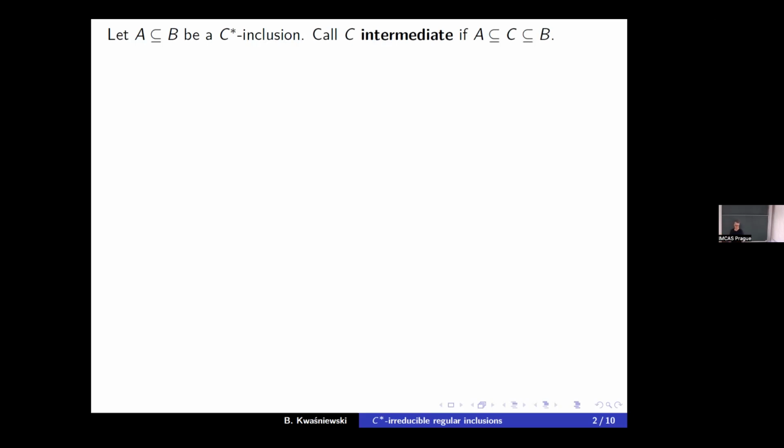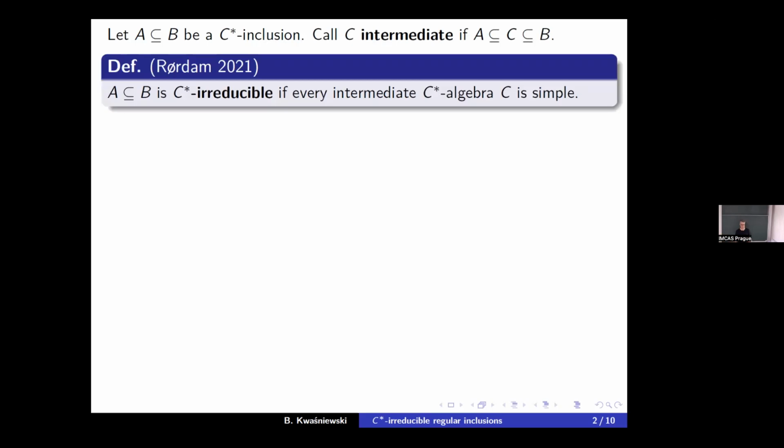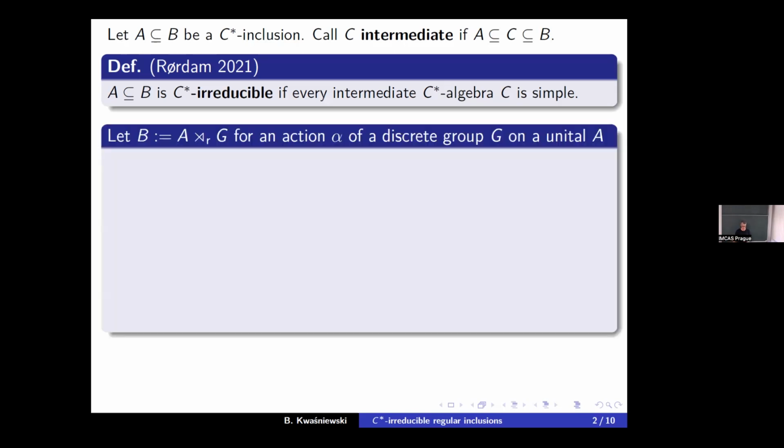Whenever I say intermediate C-star algebra, I have a fixed C-star inclusion, and I mean a C-star algebra sitting between A and B. Just passing immediately to the title notion: Rørdam started the systematic study of these inclusions where all intermediate C-star algebras are simple. This is a very rigid structure. So a C-star inclusion is C-star irreducible if every intermediate C-star algebra C here is simple. The reason for that is that in recent years a number of papers with examples of such inclusions appeared. And for us, the basic example will come from the cross product.